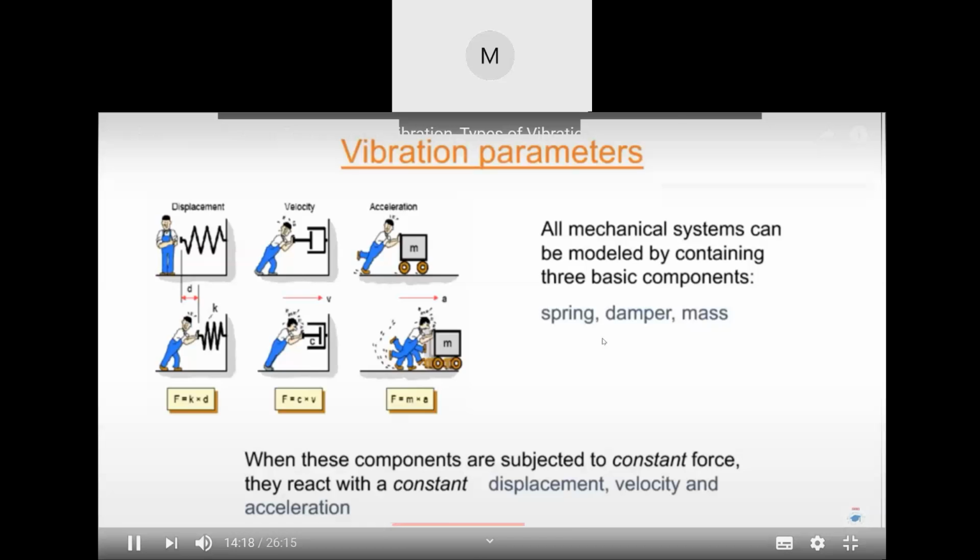Next, types of vibratory motion. There are different types of vibratory motion. From that, a few types we will study one by one. First is free and forced vibration. What is free vibration?